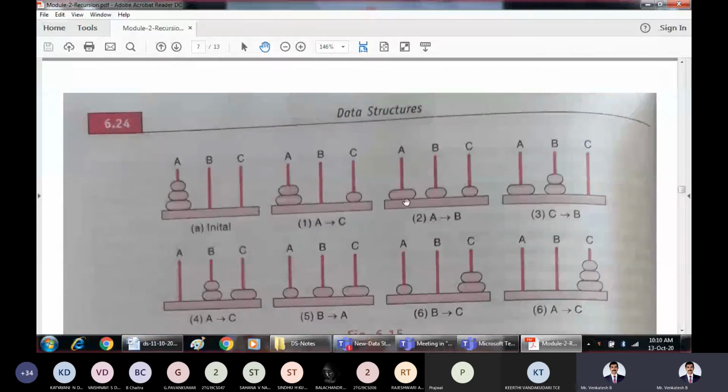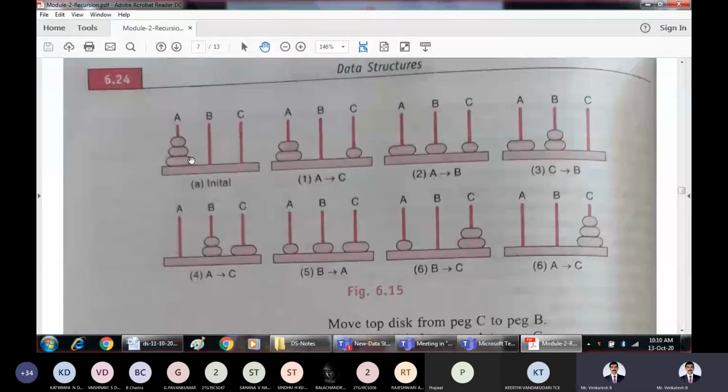The same scenario is explained here. Whatever I have drawn now, they have explained with different diagrams. This is the scenario of the movement. So what happens in this scenario? The disk from A to C is being moved. It means from A, C. The top disk from A is going to pole C.